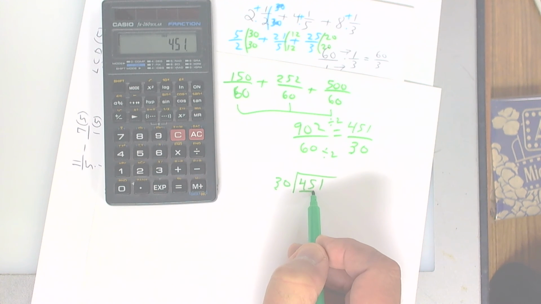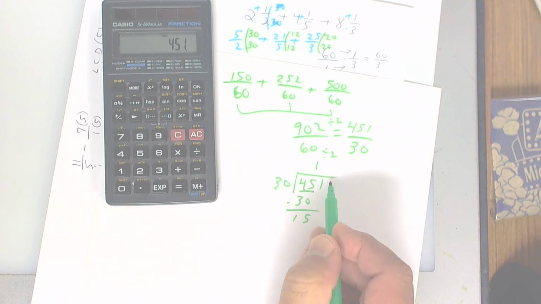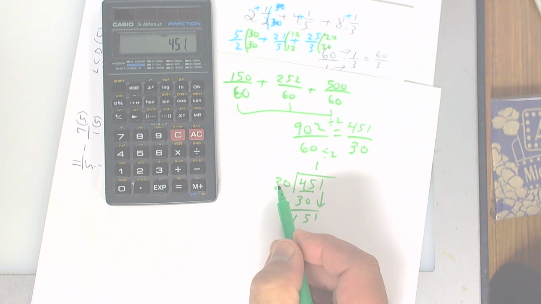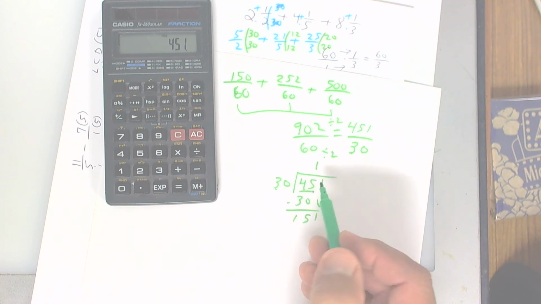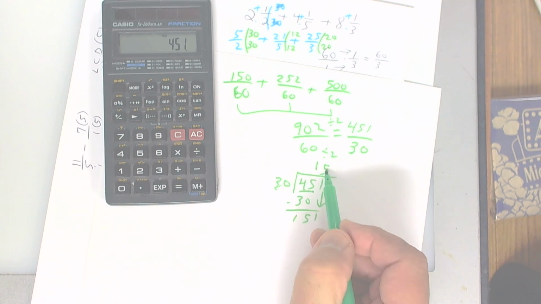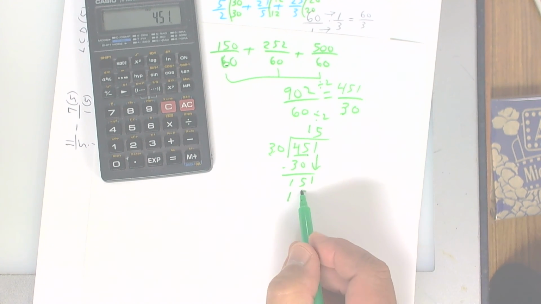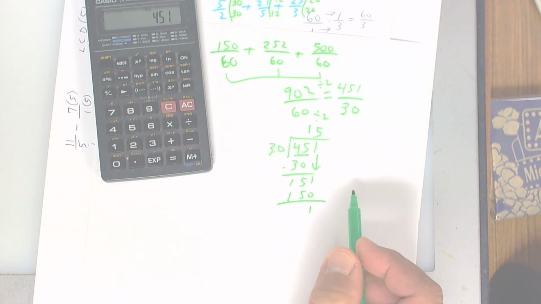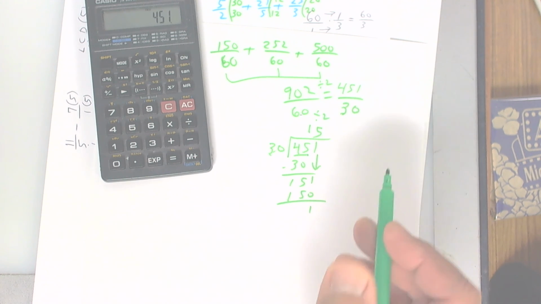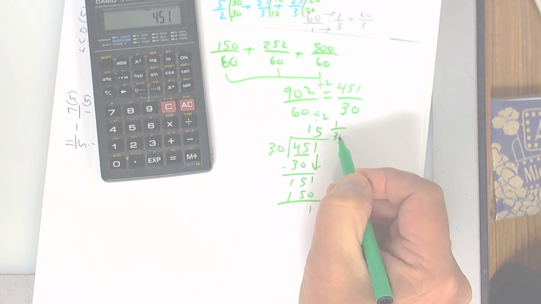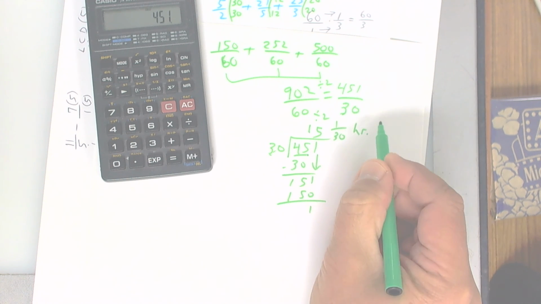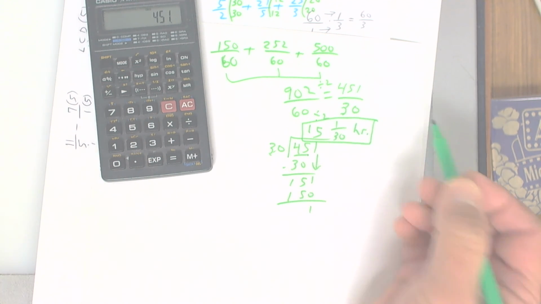30 goes into 45 once. 1 times 30 is 30. I subtract, I get 15. I bring down my 1. 30 times 5 is going to give me 150 with 1 left over. So I worked 15 and 1/30 of an hour. And that would be my answer. But that's how you do it.